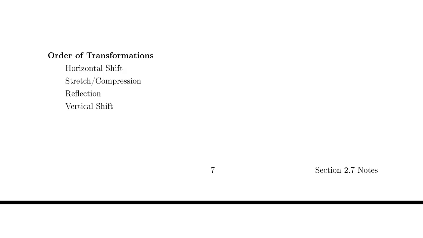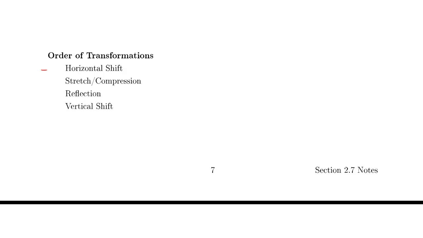So now we want to put all the transformations together, because we may have multiple transformations in one new function. So how do we do it? Well, sometimes the order might not matter, but in general, the order does matter in which you do the transformations. So the official prescribed order is as listed here.